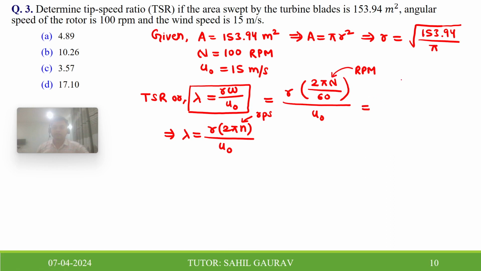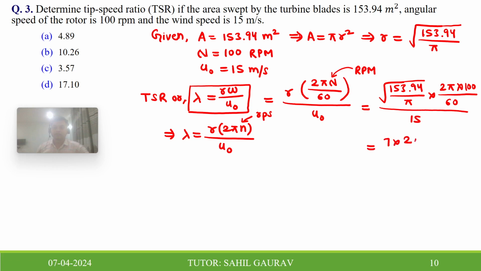So just put in all these values that we have been given. The r value is root of 153.94 upon pi, into 2 pi n, where N is given as 100 rpm upon 60, and u naught is given as 15 meter per second. So you will get 7 into 2 pi into 10 upon 15 into 6, which is 4.8869, approximately 4.89. So TSR or tip speed ratio is coming as 4.89. Therefore A is the correct answer.